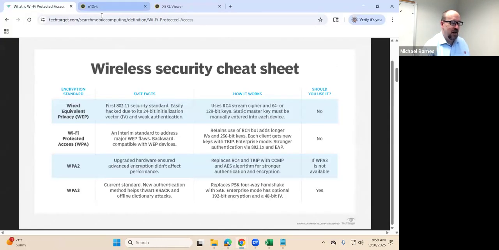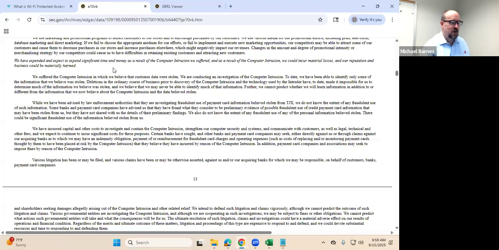If you go to the 10K in 2006, it talks about the computer intrusion they suffered, and they talked about the consequences of that. So they were very, very transparent with the effects of the computer intrusion, which is kind of refreshing. How transparent are they? We're 18, 19 years in the future.